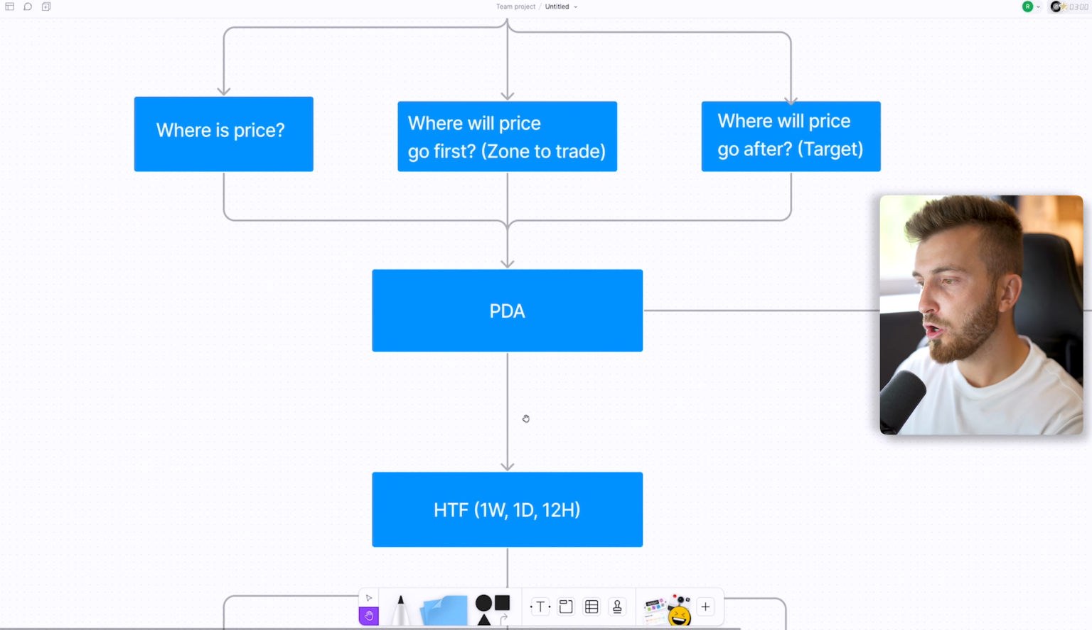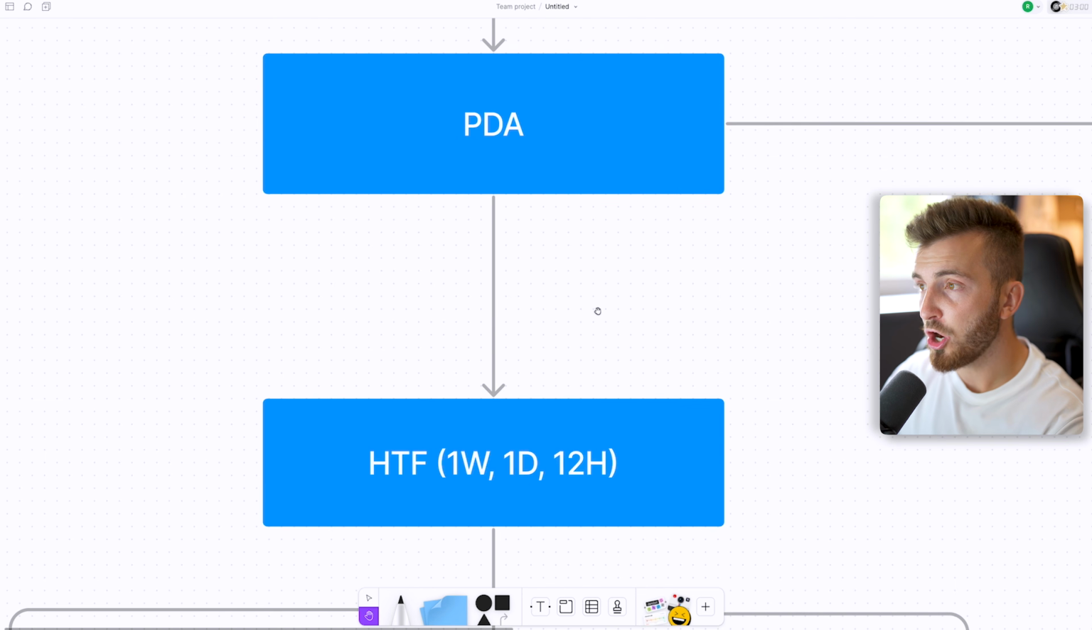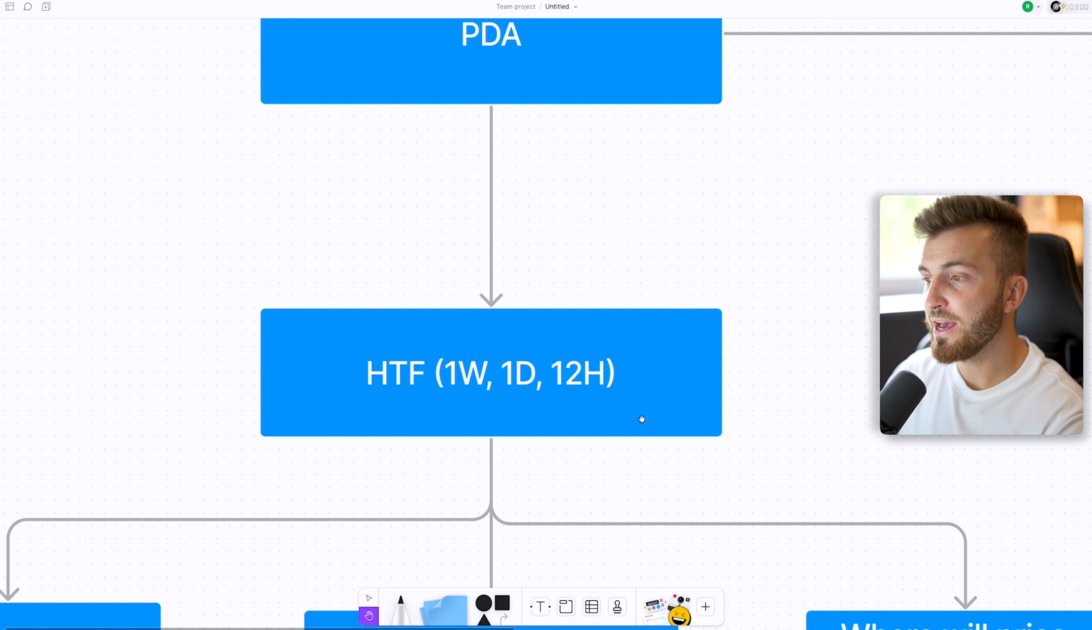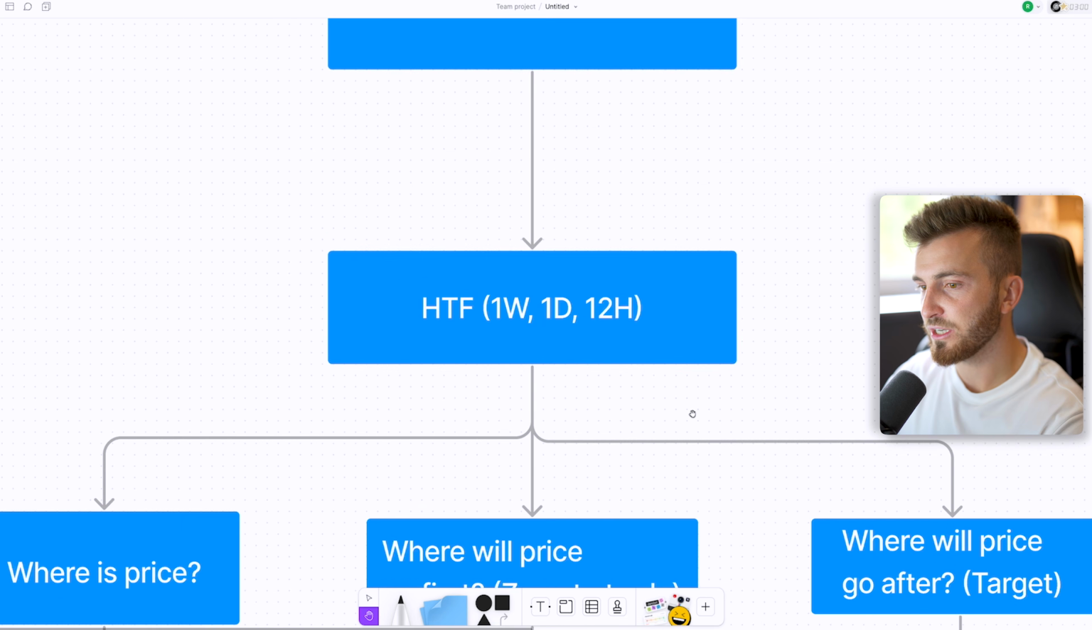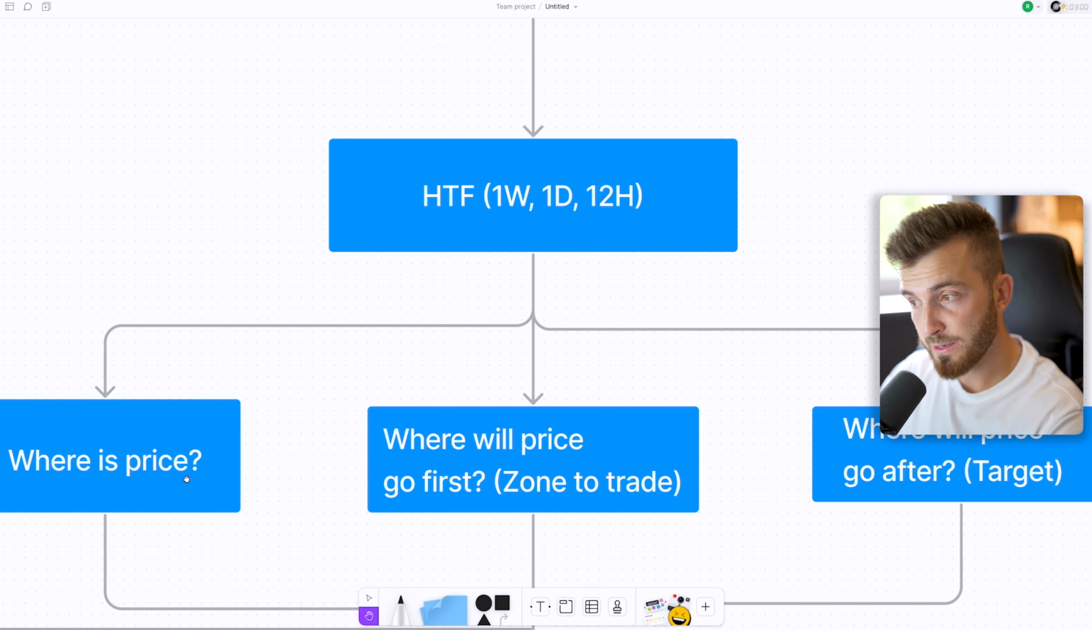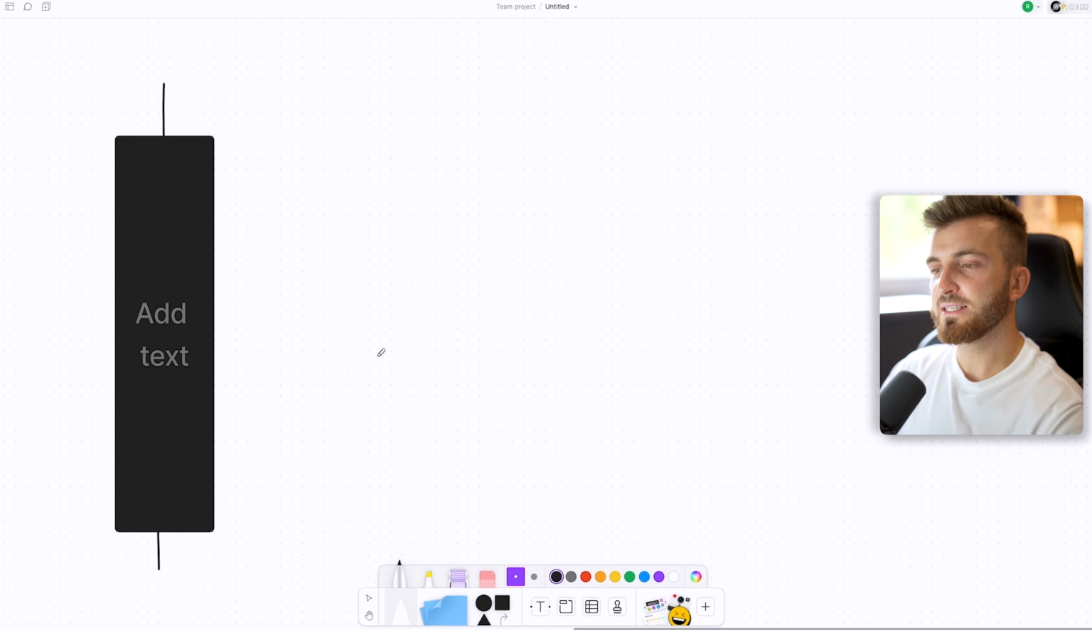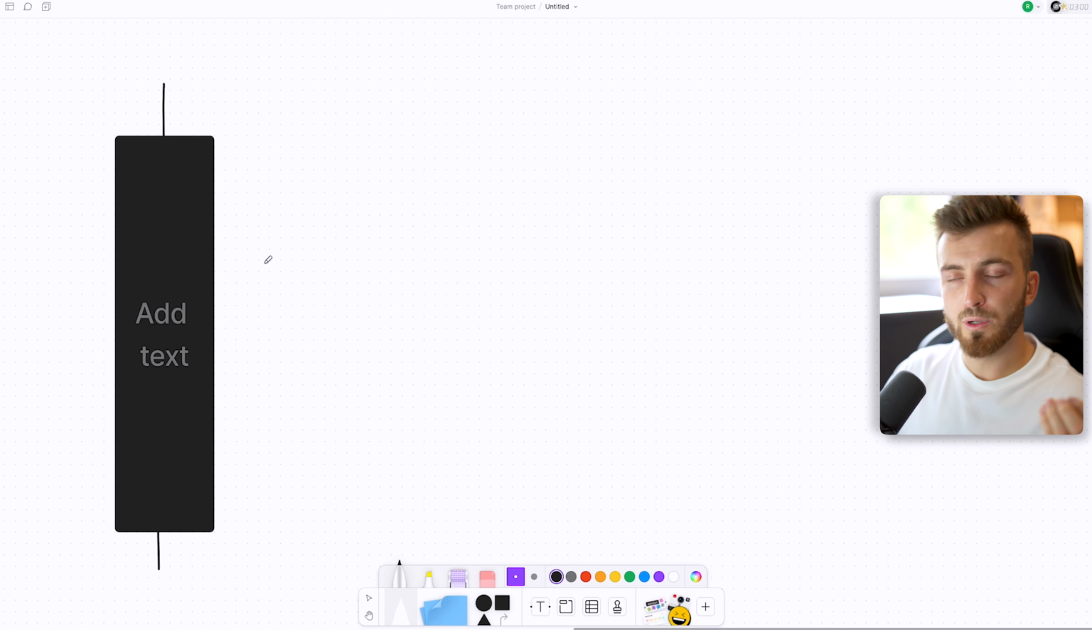Then you go onto the higher time frame and you start looking for these PD arrays, right? You will mark them out. And then what are the questions that you will ask yourself? Where is price currently in? Where will price go first? And where will price go after? Because this is what we call a simple power of 3.